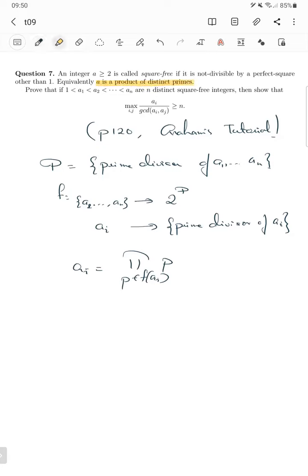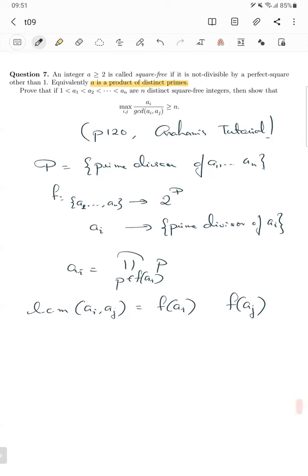Equivalently, a is a product of distinct primes. So you don't have to worry about whether a prime factor gets repeated or not. Okay. So in this case, what would be the LCM of some a_i and a_j? Can you write it in terms of f of a_i and f of a_j? If f of a_i has all the prime divisors of a_i, and f of a_j has all the prime divisors of a_j, what would be the LCM of a_i and a_j?